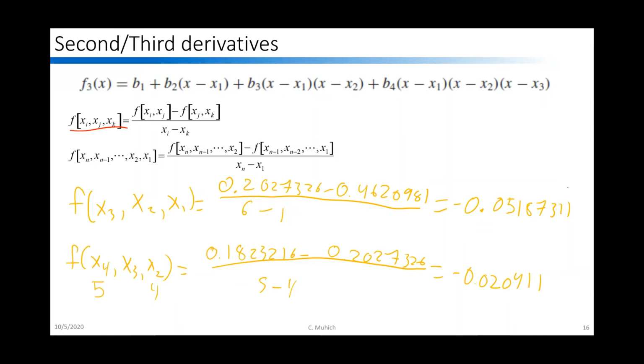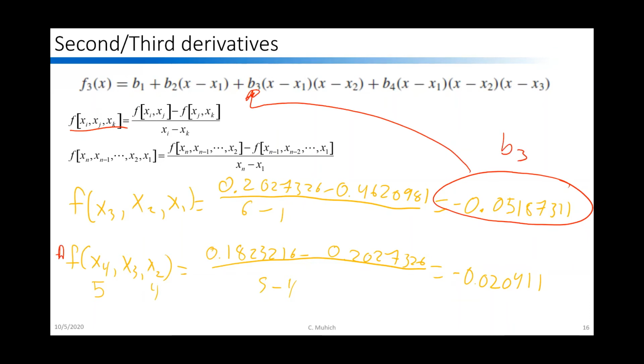Once again, we're only going to use this term for x3. This is our B3. That second term, that second order f, we don't use directly. Instead, it's necessary to get that last divided difference, in other words, B4, that gives us x4, x3, x2, x1, which is the divided difference between the two.